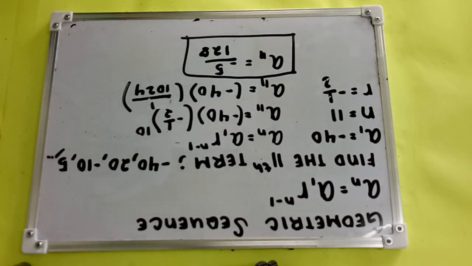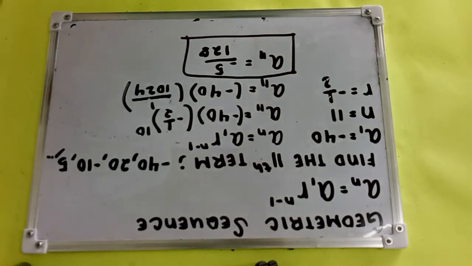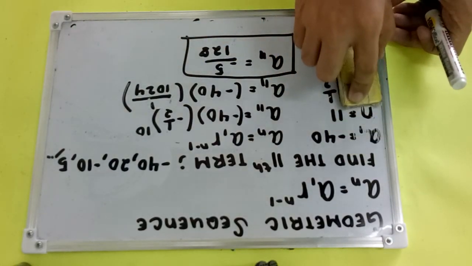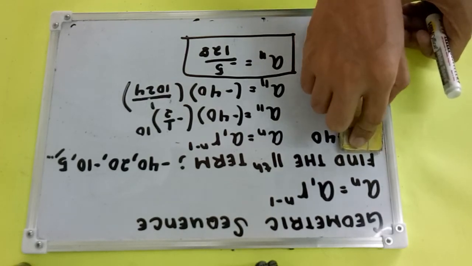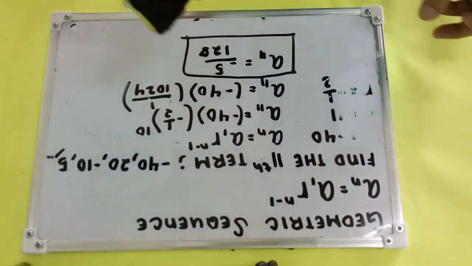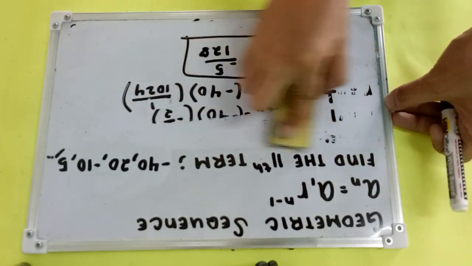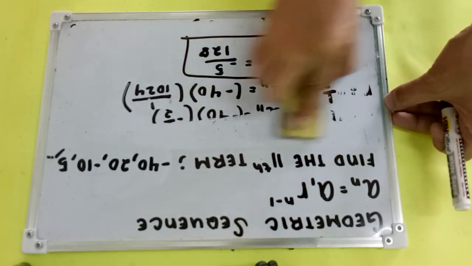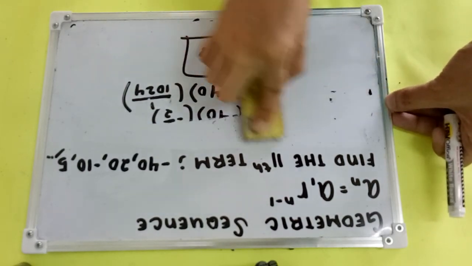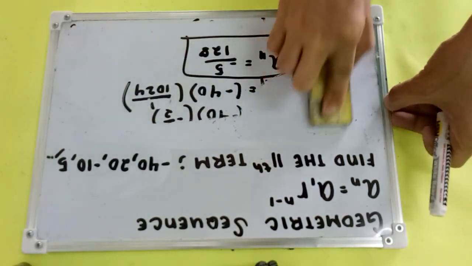Next, how to find the geometric means. So kung meron tayong arithmetic means, so meron din tayong tinatawag na geometric means. So for geometric means, these are the terms between the first and the last term, or between the given terms kung meron pang kasunod yun.